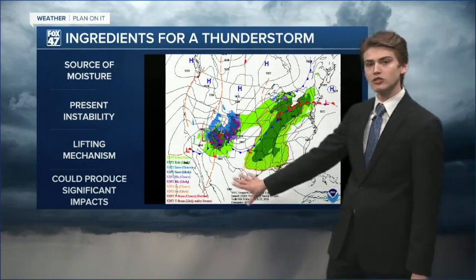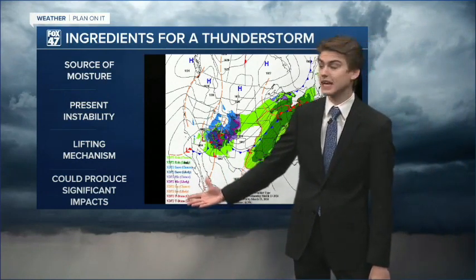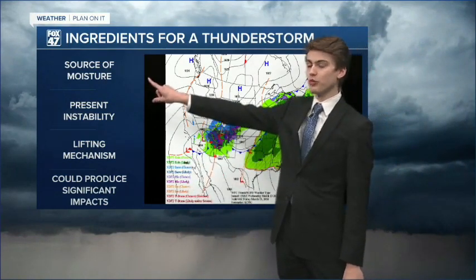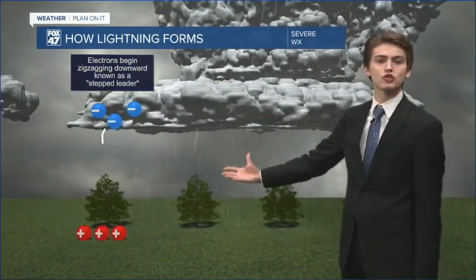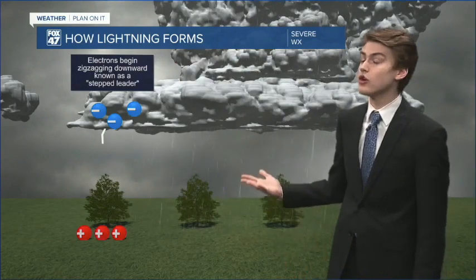Now, as a meteorologist, what we're looking at when forecasting a thunderstorm is a source of moisture, whether it be from the Gulf, present instability, and a lifting mechanism such as a cold or warm front. Now, the impacts that you care about are what you could see, and one of those things is lightning, because a thunderstorm is always going to produce lightning whether or not we see it.